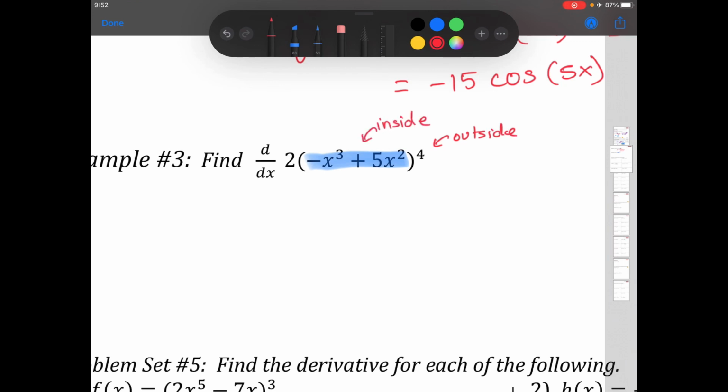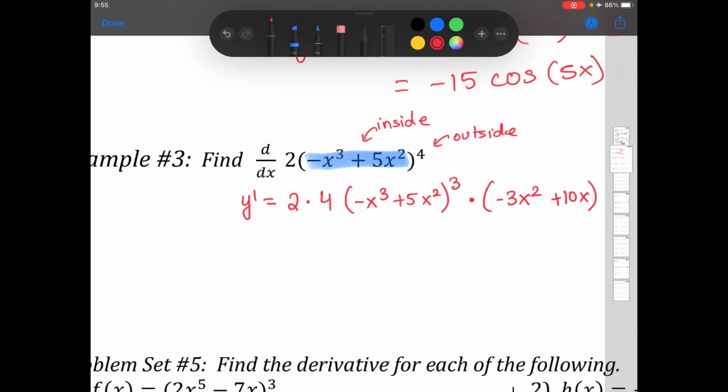So I'm going to take the derivative of the outside first. So what is it? So it's y prime equals, I'm going to bring the 4 in the front, and I'm going to rewrite the inside as it is. And 4 minus 1 is 3. Times, now the inside, it's negative 3x squared plus 10x, right? Simplify that further. 4 times 2 is 8. You can just leave the remaining as it is. You don't have to simplify anything else. So this is how you do chain rule.